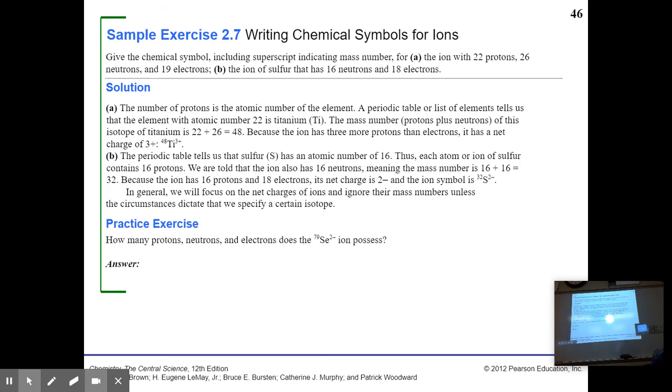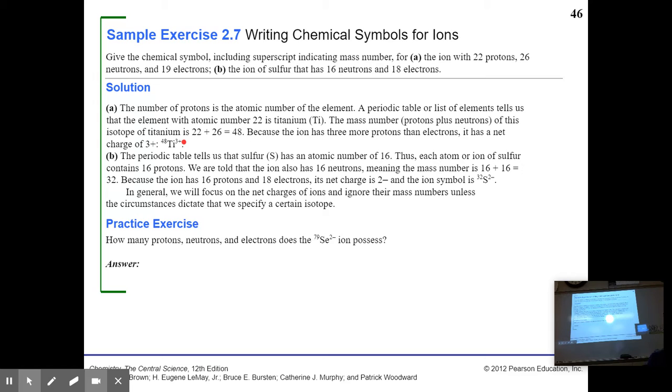You subtract them. Find the difference. So 22 protons minus 19 electrons gives you 3. And since there are more protons, you get plus. Exactly. So you put the charge of the ion in the upper right. Okay? I'm just kind of walking through the sample exercises here.